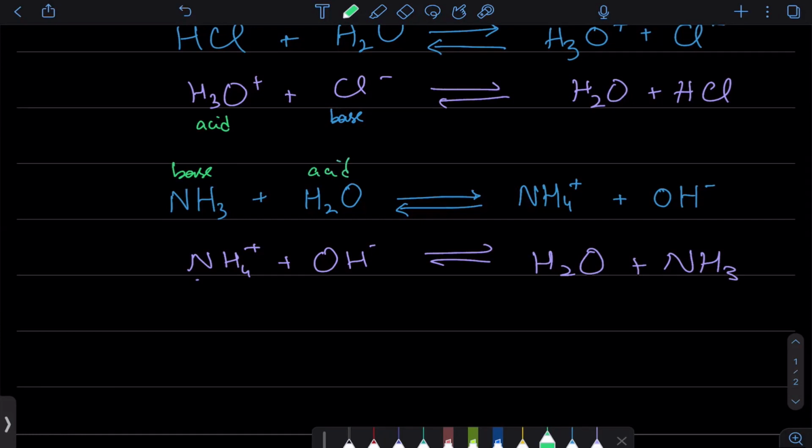And on the opposite side, that's also true. OH minus is going to accept one H positive. Now it will no longer have the negative charge, and it will have one hydrogen. It's making water. So clearly this is a base and this is an acid. And this explains so much. All the behaviors of ammonia, we can now understand.